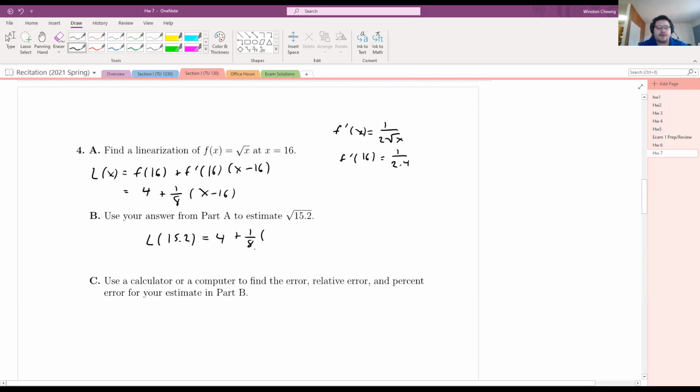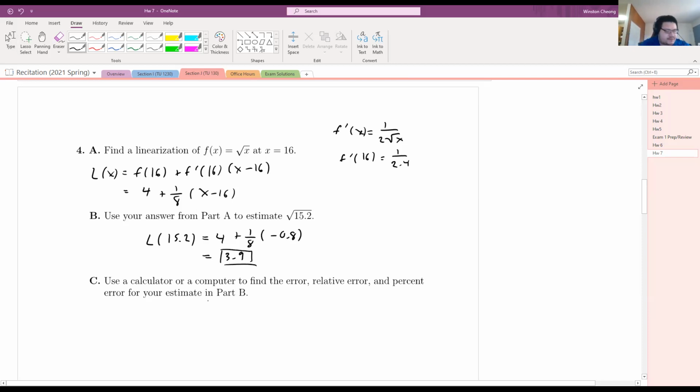One thing I need to mention is that you do need to be careful about signs. If I plug 15.2 into this, I'm not going to get 0.8, I'm going to get negative 0.8. I've seen some people make this kind of mistake on previous tests. So this negative is important. That's going to give me 4 minus 0.1, so I'm going to get 3.9 as my result.